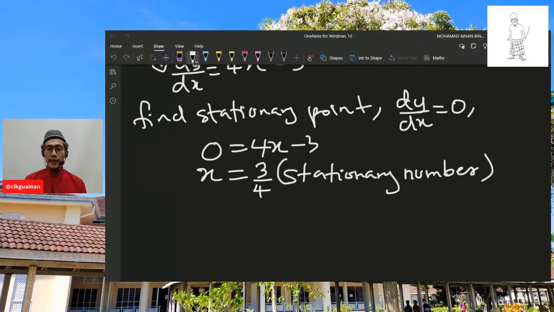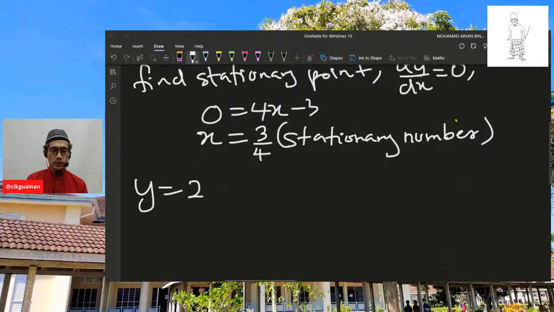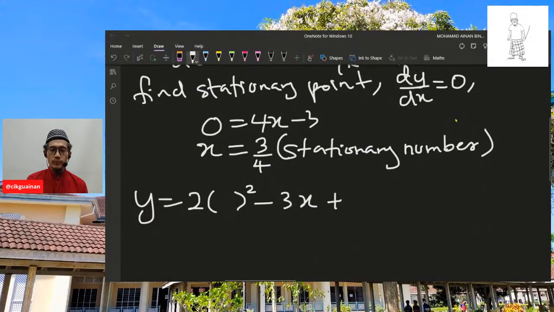But we have to find the point. A point consists of an x value and a y value. Now, how to figure out the y value? Just substitute into y. So x squared minus 3x plus, what was it, plus 4. This 3/4, we put over here. Wherever x appears, we replace it with 3/4.